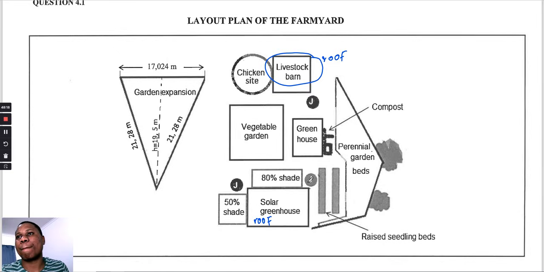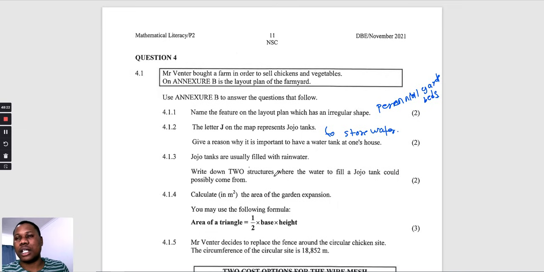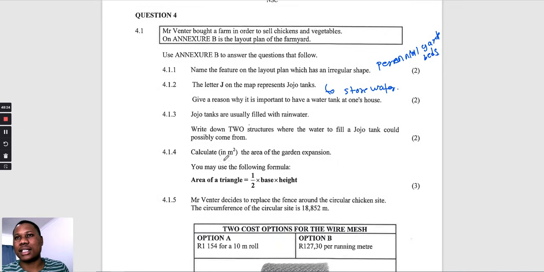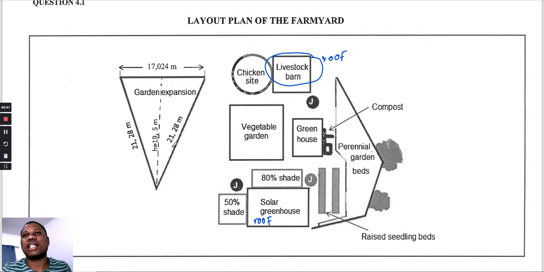Okay, right. Then we can go to the next one. They say calculate in meter square the area of the garden expansion. You may use the following formula. Okay, we are given the formula here: half base times height. So we're going to go there and then check the dimensions. Then they say it must be in meters squared. So everything here is given in meters.